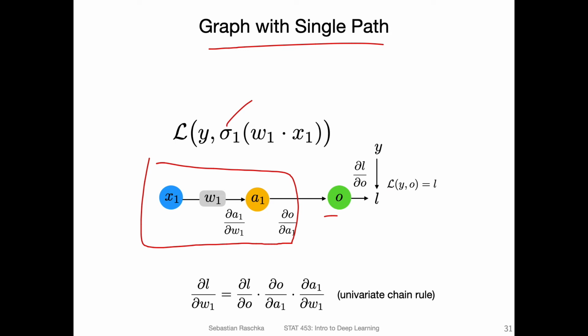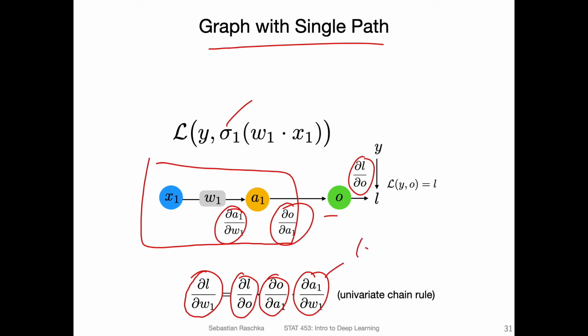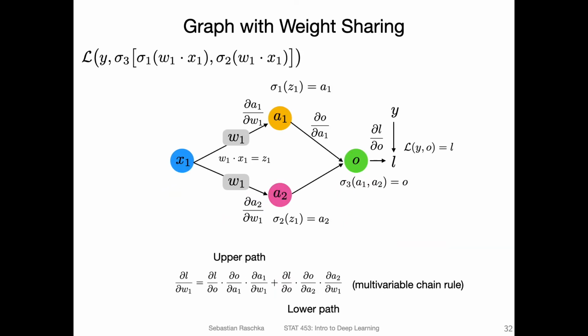So if we have a case like that, then we compute the derivative of the loss with respect to the weights, and this can be decomposed into the loss with respect to the output. So this would be this part here. Then the output with respect to the activation. So this would be this part. And then the activation with respect to the weights. This would be this part. And this is what we had in the last slides as an example. So this would be a simple case, a graph with a single path.